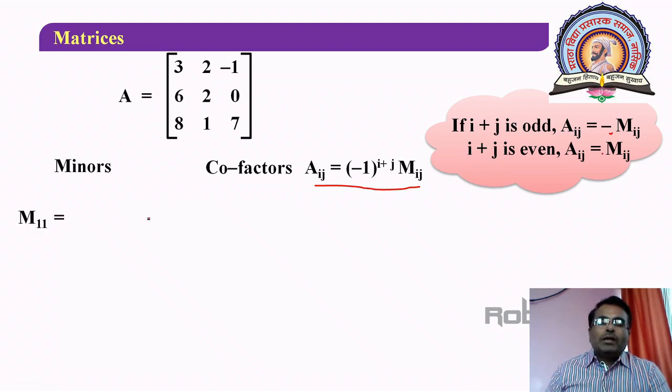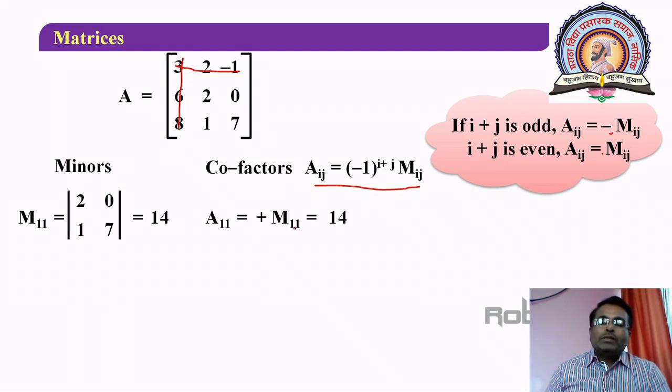So minors: M11 is obtained by deleting the first row and first column. That determinant is 2017 and that will give 14. Therefore A11 is equal to plus M11, because 1 plus 1 is 2, which is even, so it is plus M11, so 14 coming as it is.